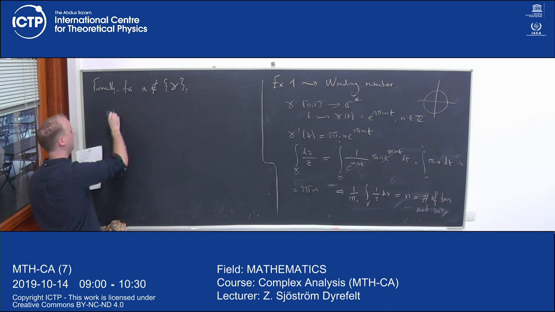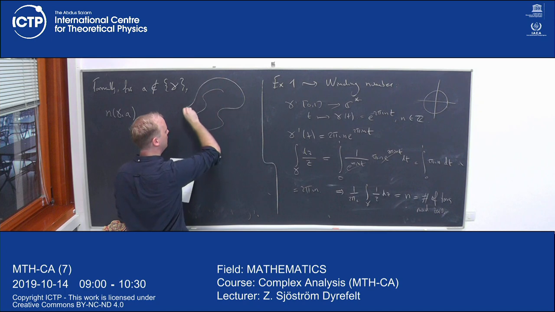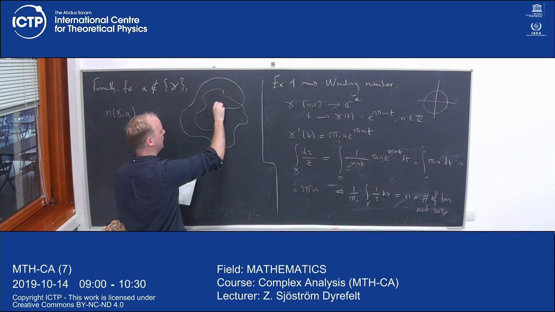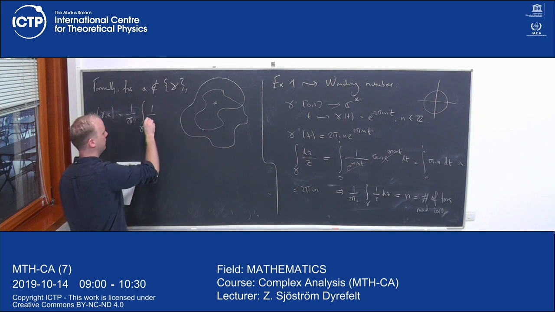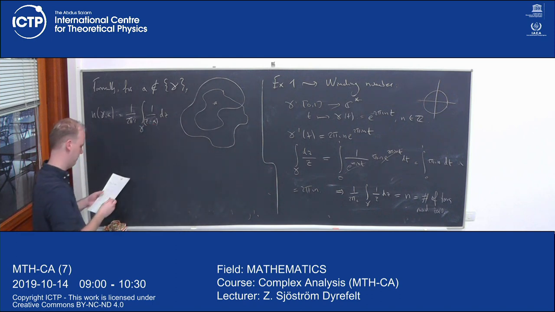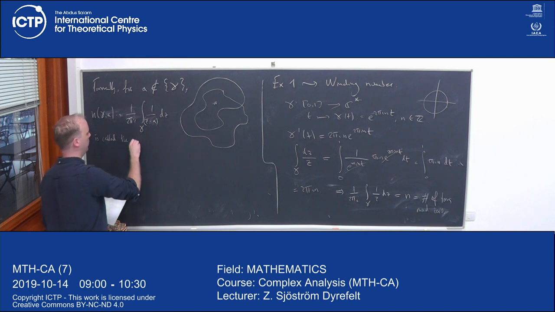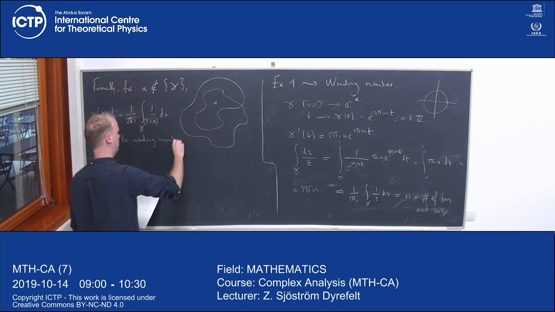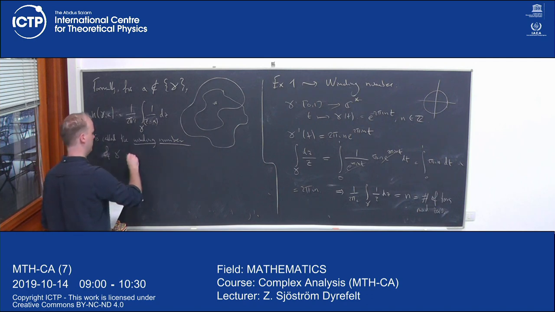I define, for some point a, and it doesn't have to be a circle, of course, it could be any path. It could be something like that, and a could be here. The definition is this: 1 over 2 pi i, the integral on gamma of 1 over z minus a, dz. Of course, here a was 0, the origin. So in general, if you have an a, you compute this integral. This is called the winding number of gamma around a.